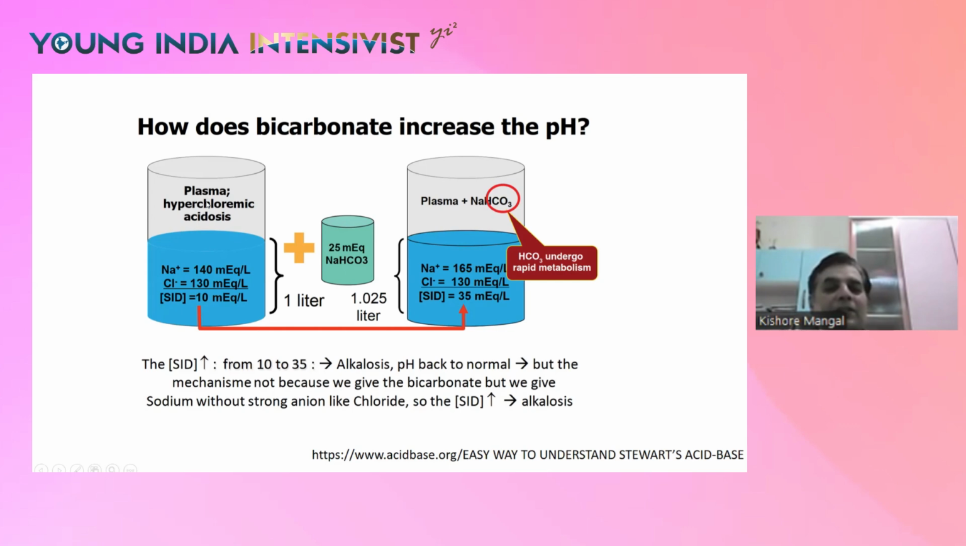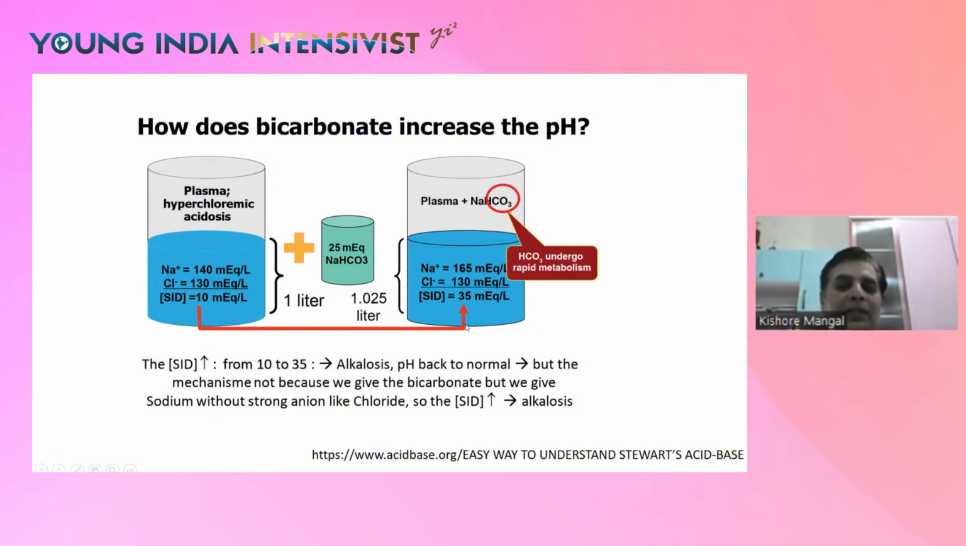So suppose the patient is having hyperchloremic acidosis, sodium is 140, chloride is 130 and the strong ion difference here is 10, right? And in this 1 liter, we are giving 25 milliequivalent of sodium bicarbonate. So what will happen? The sodium will be increased by 25. So sodium will be 140 plus 25, which is 165. Chloride is not there, so it will not change. So the SID will become 35. So here the SID, which was very low, has been increased from 10 to 35.